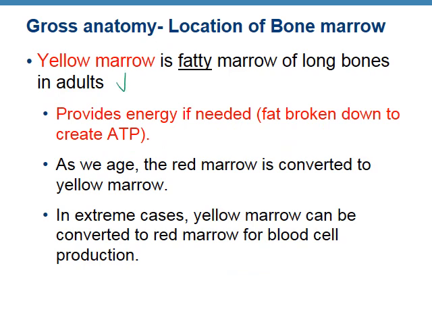We talked about yellow marrow in terms of fatty marrow, or lipids or fat that are stored in your long bones. So basically this yellow marrow is going to provide energy if needed. Some of the red marrow converts to yellow marrow as you age, and this provides an alternative energy source. If you run out of glucose and you run out of subcutaneous fat, you can use the yellow marrow stored in your long bones to create ATP.